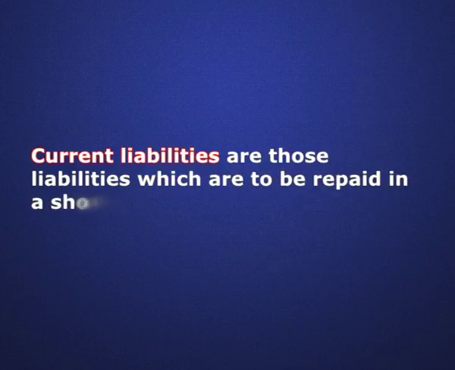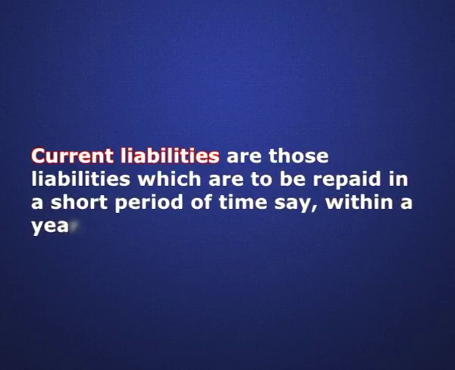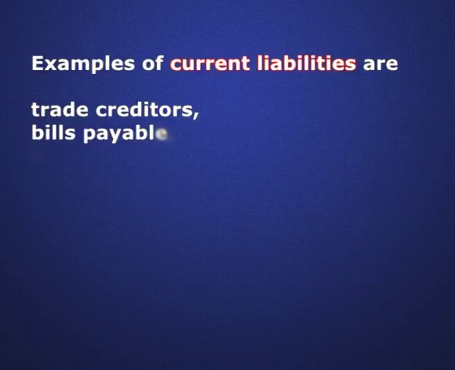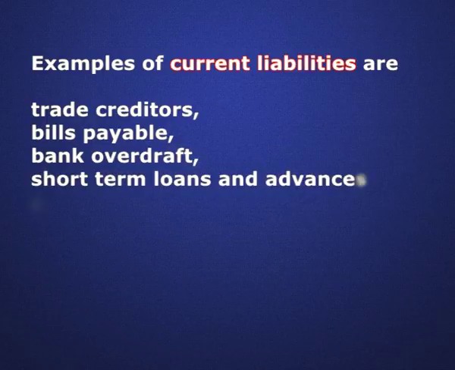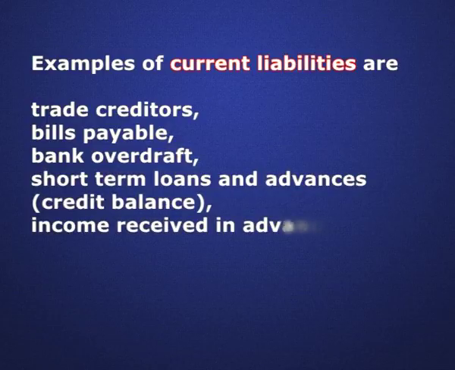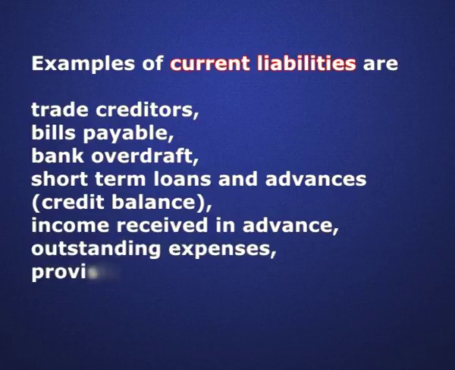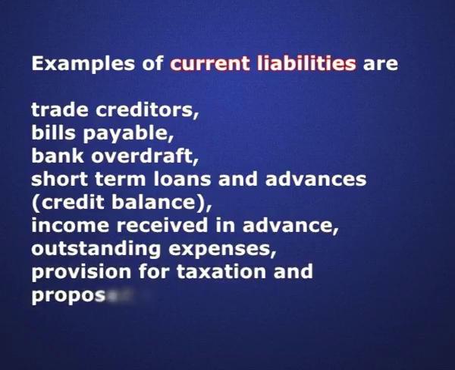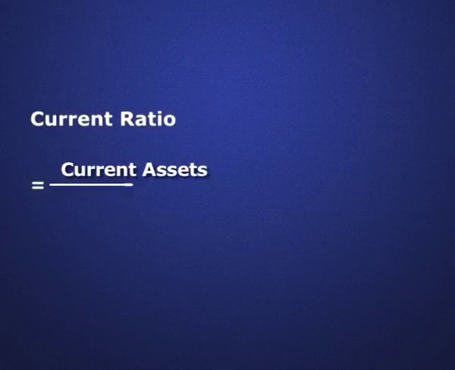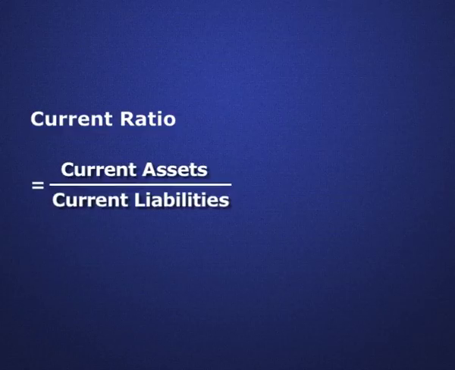Current liabilities are those liabilities which are to be repaid in a short period of time, say within a year. Examples of current liabilities are trade creditors, bills payable, bank overdraft, short-term loans and advances, credit balance, income received in advance, outstanding expenses, provision for taxation, and proposed dividend. This ratio is calculated as follows. Current ratio is equal to current assets divided by current liabilities.